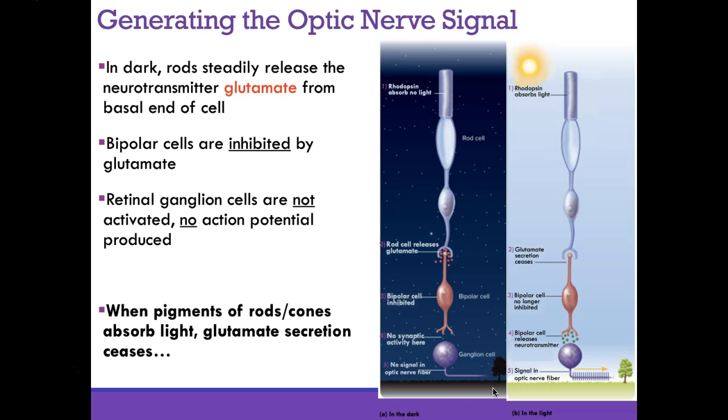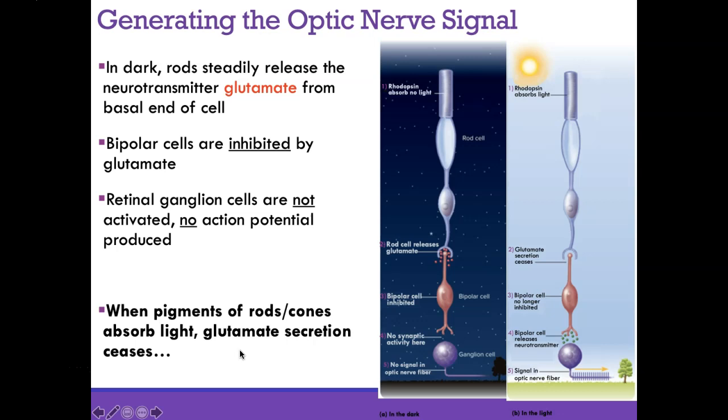So take a second to really understand that. Close your eyes right now, and as you're closing your eyes, know that glutamate is being released from your rods to inhibit bipolar cells to not communicate with your ganglion cells. So your brain is not seeing anything.